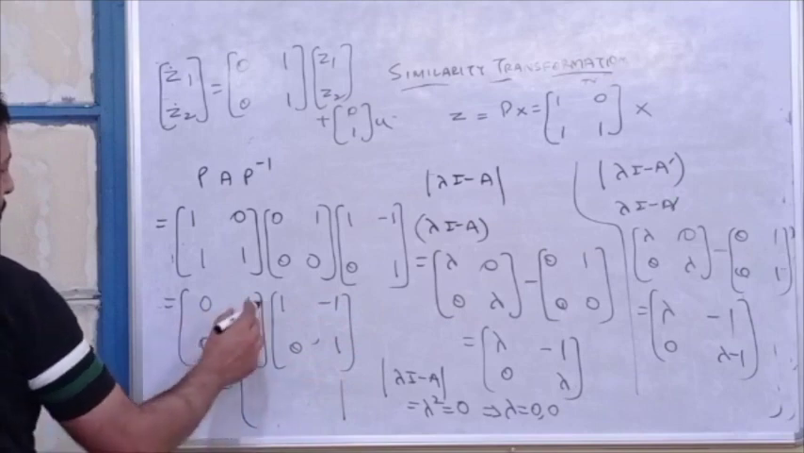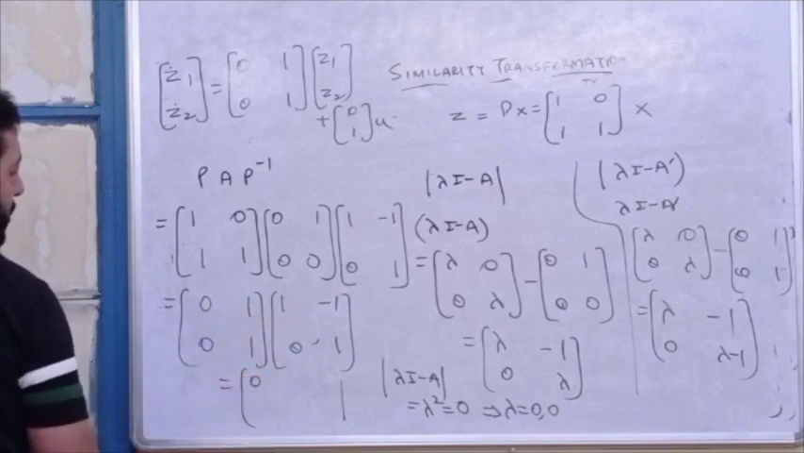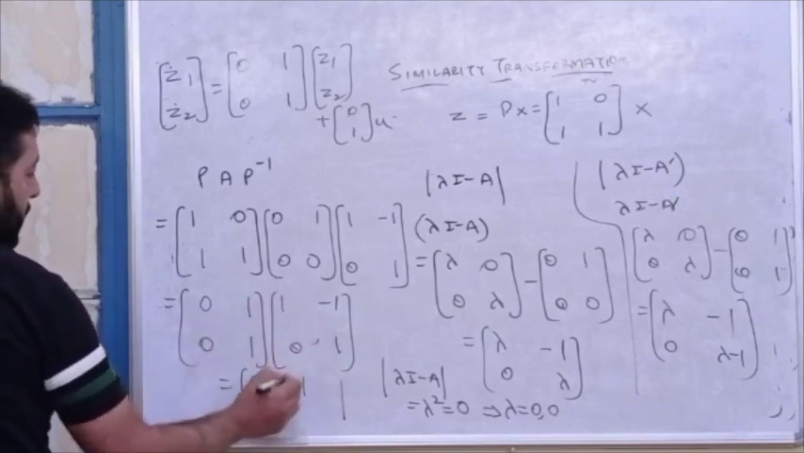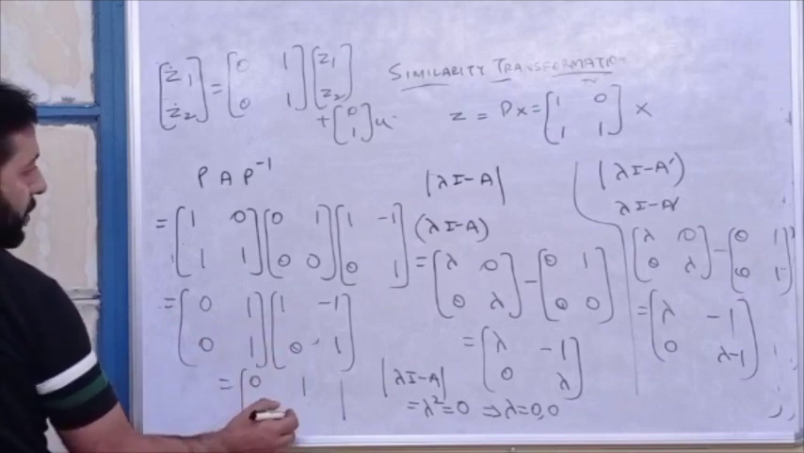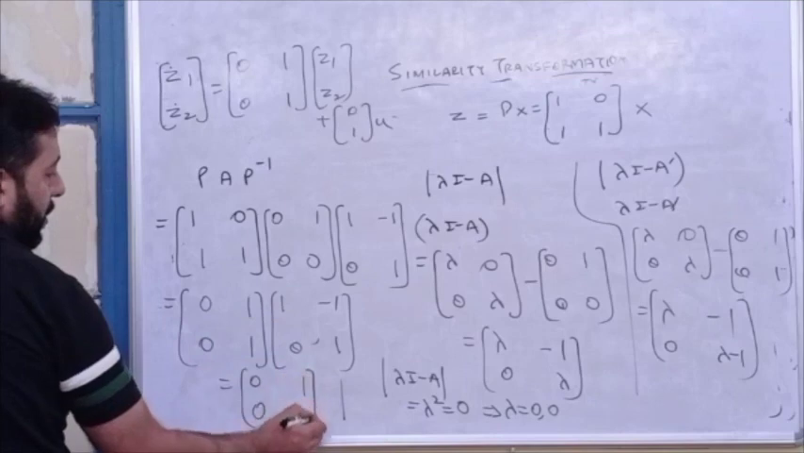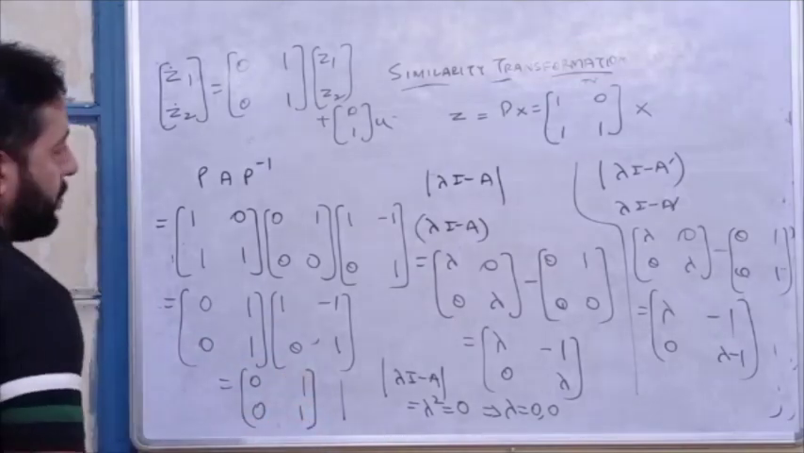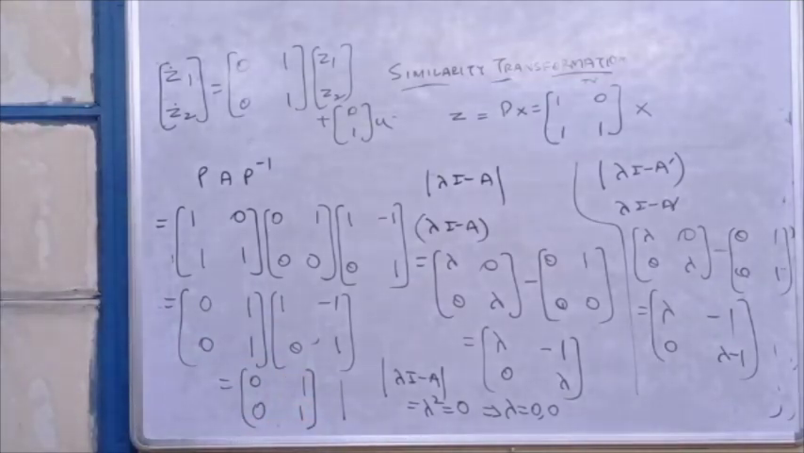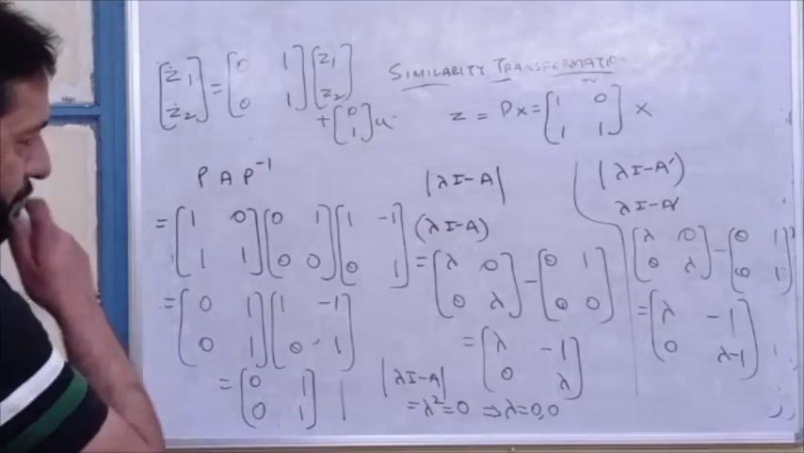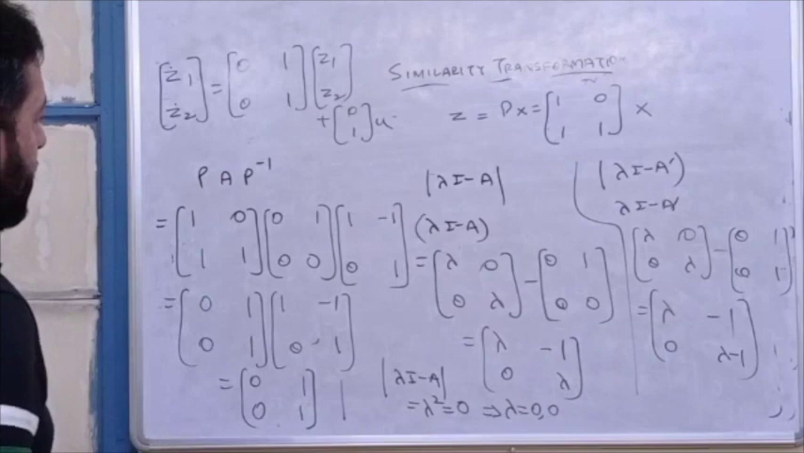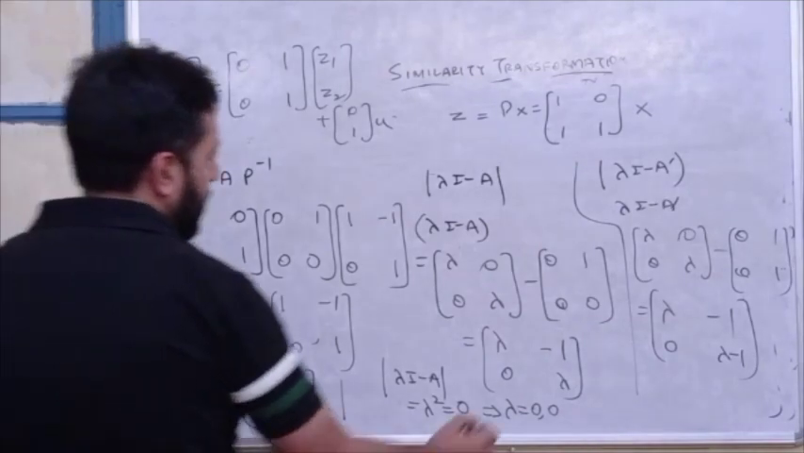Then this is 0, this is 1, this is 0, this is 1. कहाँ पे गलत कर रहे हैं? लेकिन ऐसे नहीं ना आना चाहिए, कहीं पे तो गलत कर रहे हैं. इसमें कहीं गलत तो नहीं किया?